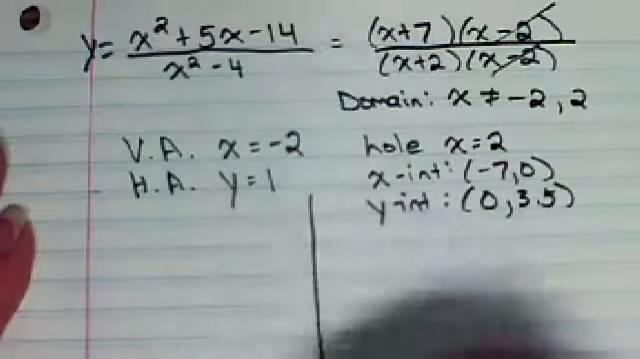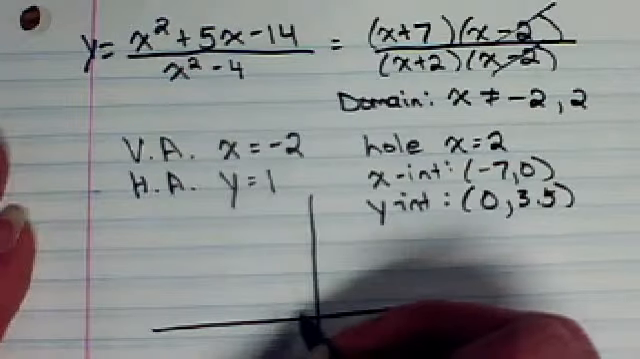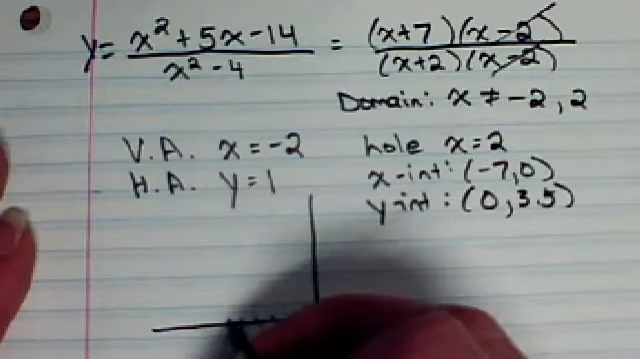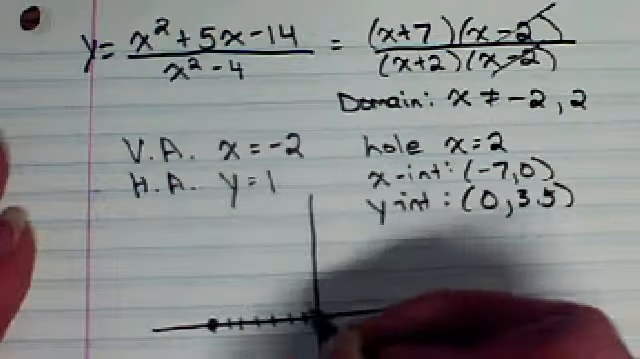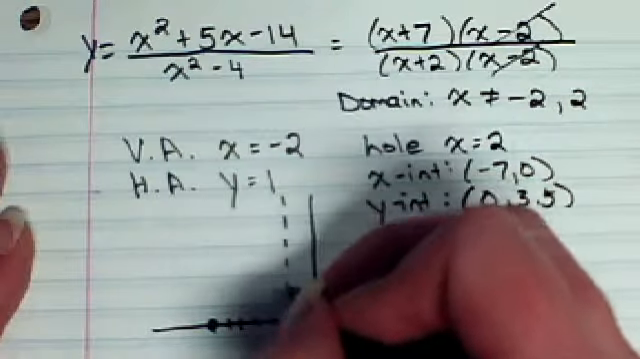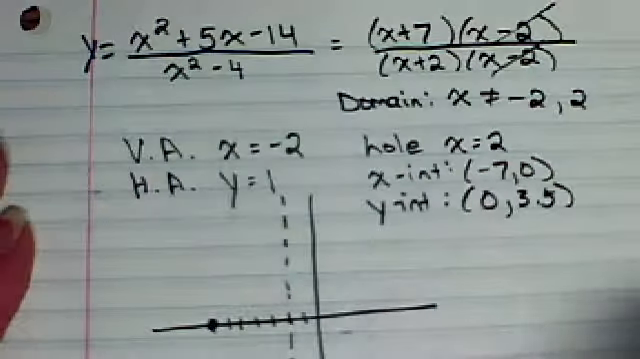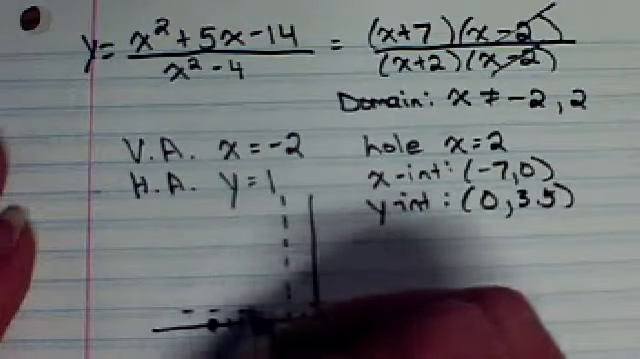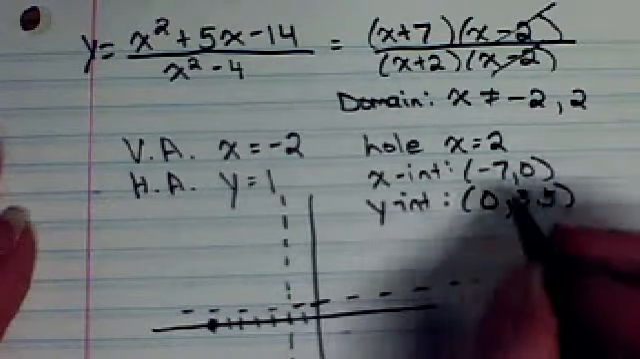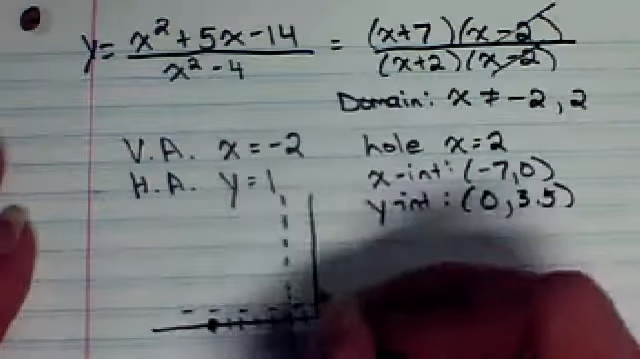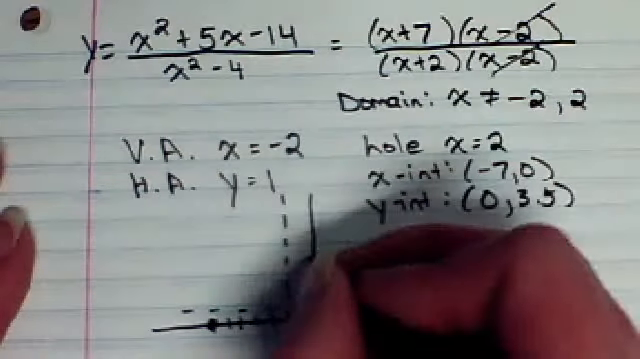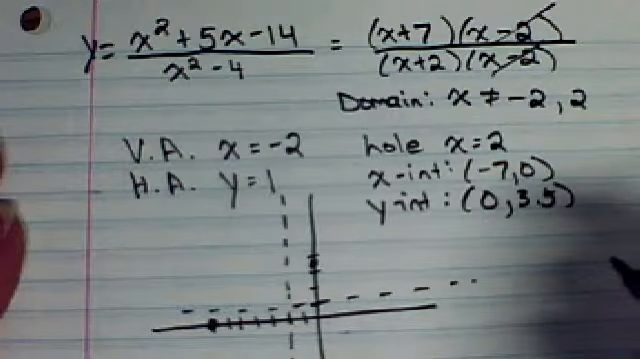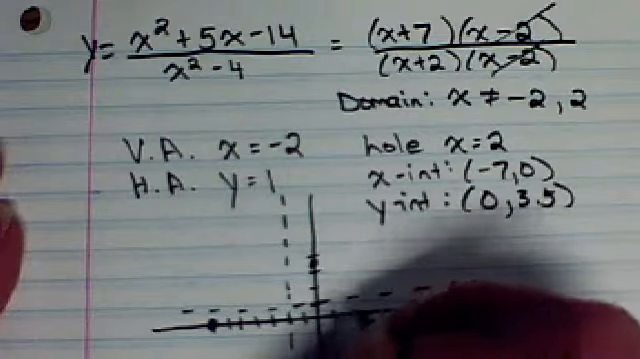So to sketch it, -7 is my x-intercept. At x equals -2, I have a vertical asymptote. At y equals 1, I have a horizontal asymptote. When y is 3.5, I have my y-intercept. And I have a hole when x is 2.